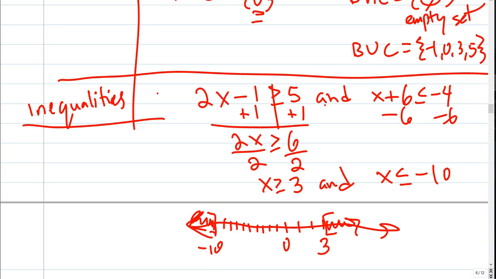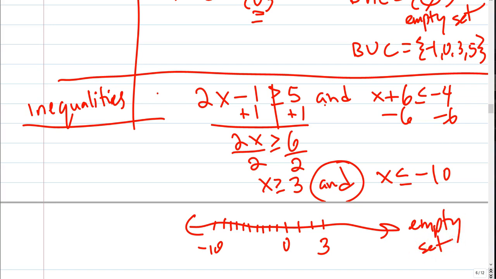So is this our answer? No. Because this is an AND statement, what this means is for us to shade it, it must be true. Give me a number that's both greater than 3 and less than negative 10. There is no number. So this would be an example in your homework of an empty set. So we write that as an empty line, okay?